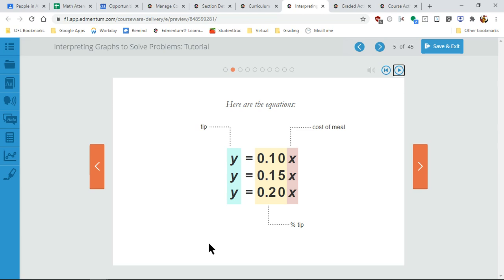Basically, here are equations for calculating tip. This is known as a linear function. It's basically saying this right here is always going to be 10% because we're changing 10% to a decimal. Here we're changing 15% to a decimal, 20% to a decimal, and here we just put the cost of the meal. So again, go through this if you want.